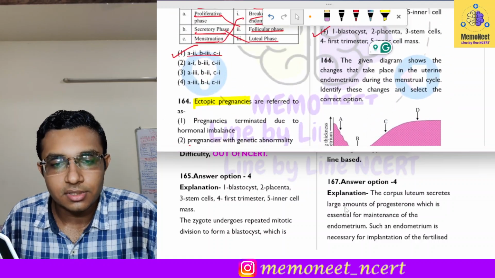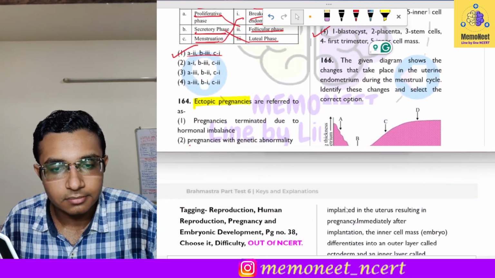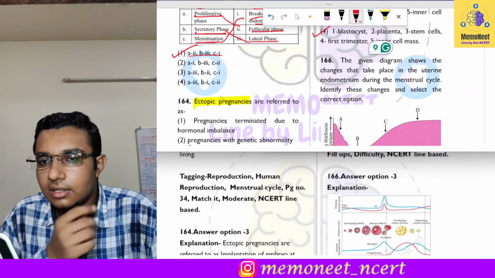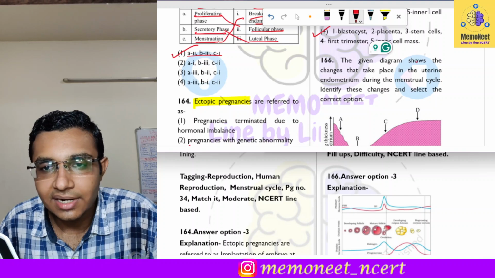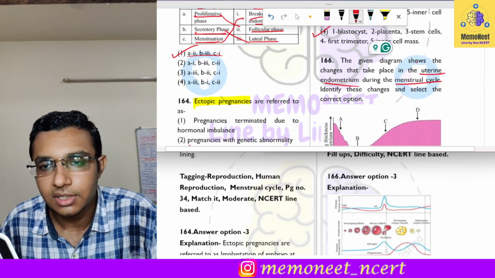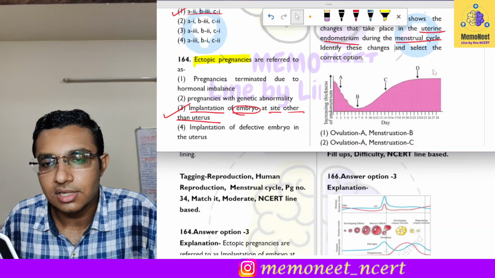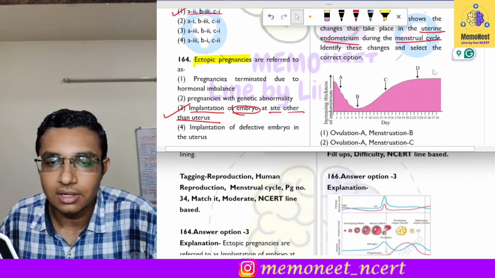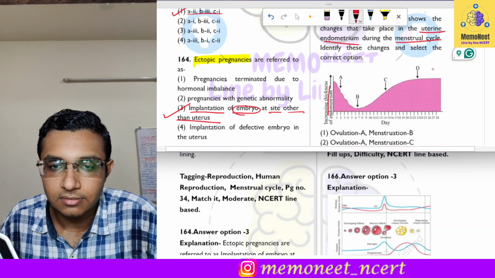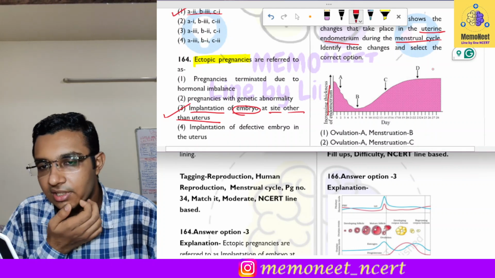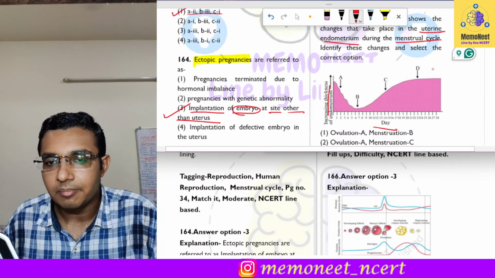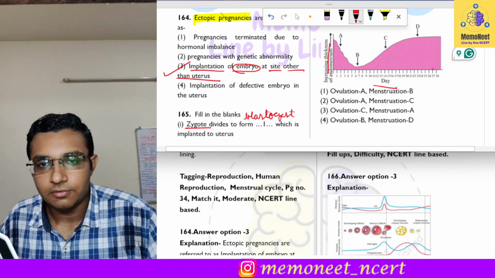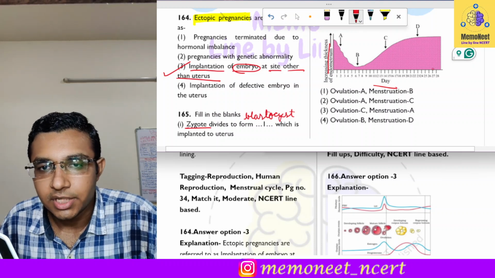The next question is question number 166. It states that the given diagram shows the changes that take place in the uterine endometrium during the menstrual cycle. This is the image of the uterine endometrium and it is showing the changes in the thickness. As you can see the label, increasing thickness of the endometrium. This is about the changes in the thickness which occur during the menstrual cycle, and we have to select the correct option. Now see, if you check over here, this is the menstrual phase.